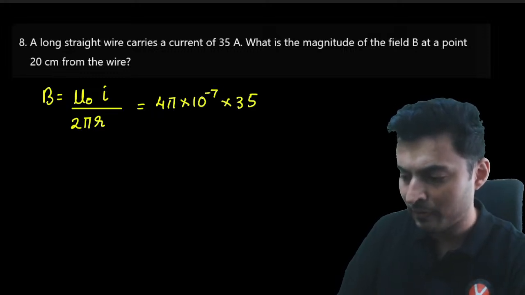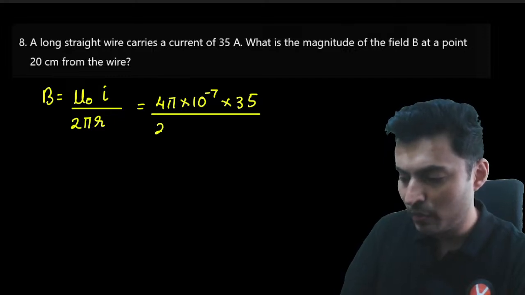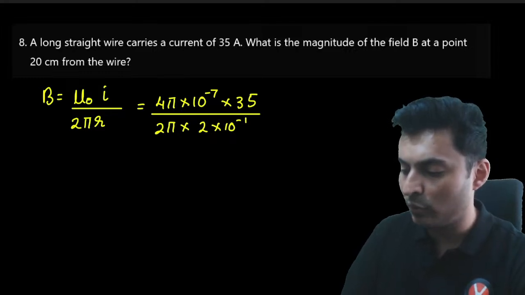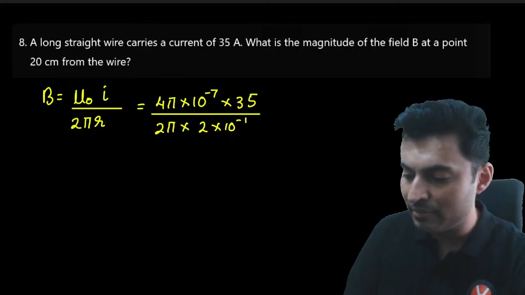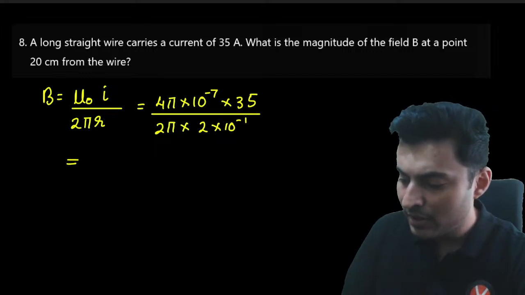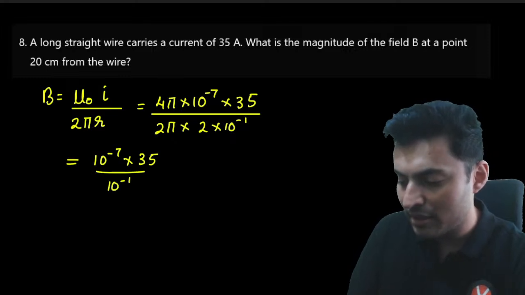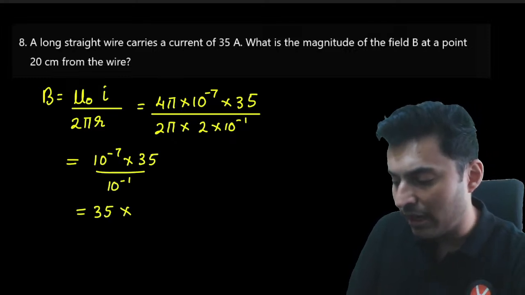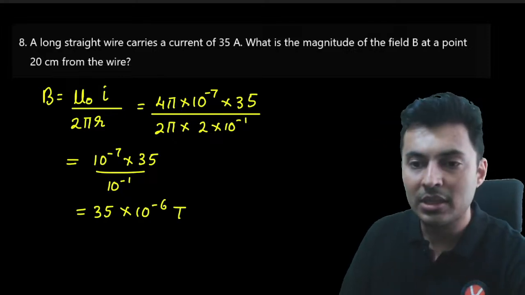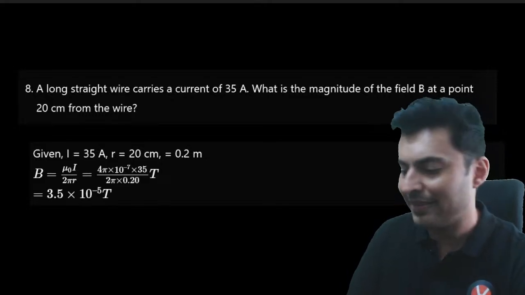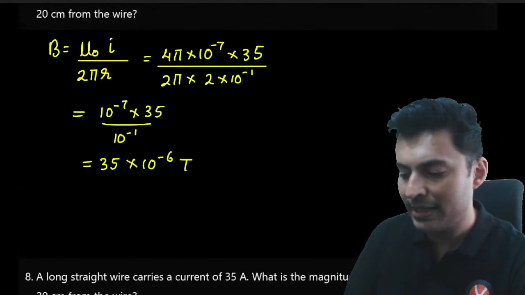Current is 35. And then you have 2 pi over here. And what is the distance? It's 20 centimeters. So you can just put 2 into 10 to the power minus 1 meters. 2 2s are 4. 4 pi, 4 pi cancels. So I am just left with 10 to the power minus 7 into 35 divided by 10 to the power minus 1. So it will be 35 into 10 to the power minus 6 Tesla, or 3.5 into 10 to the power minus 5 Tesla. One and the same thing. Got it, my dear warriors?